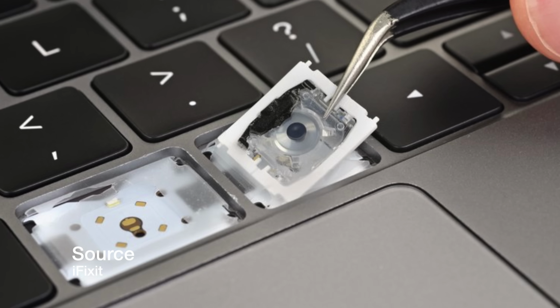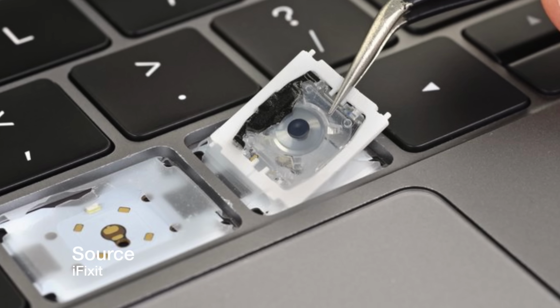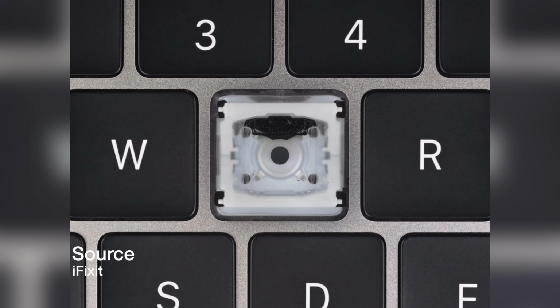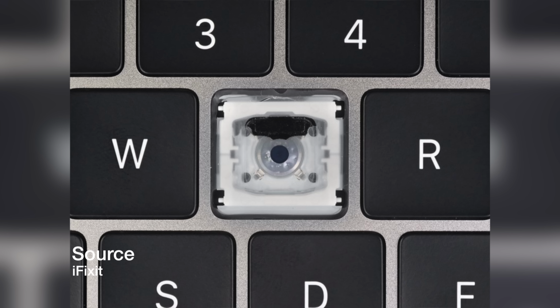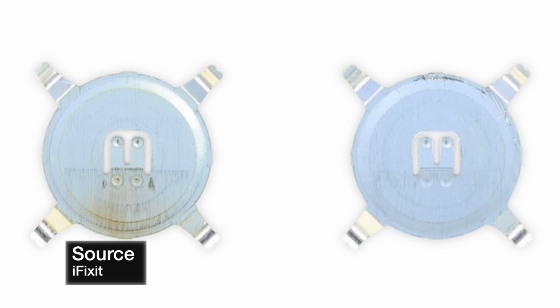iFixit dug in and disassembled a new MacBook Pro to find out what exactly Apple updated. Here you can see the butterfly switch through the ages, the original incarnation to the silicone membrane that they added with the 2018 MacBook Pros and MacBook Airs to the most recent version, which looks just slightly different. There are two main parts that changed with the 2019 MacBook Pros, the first being the dome switch.